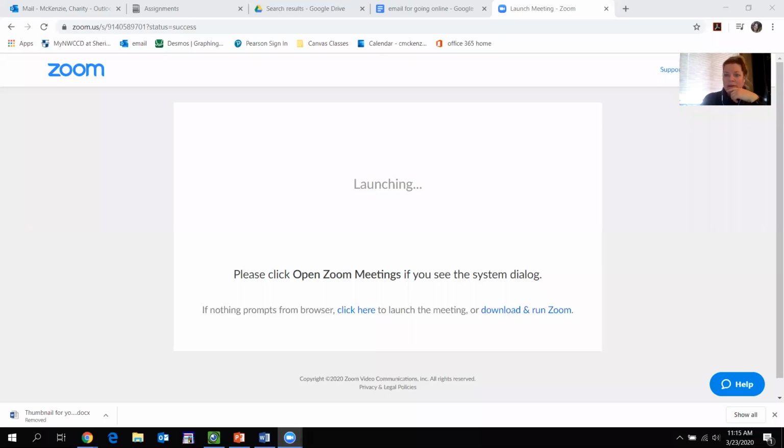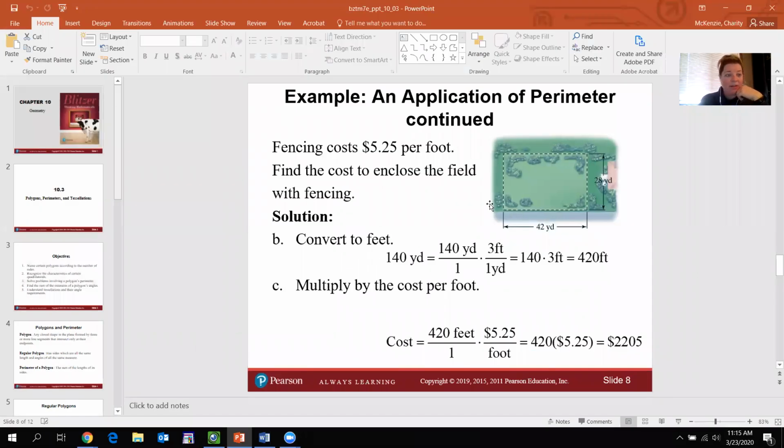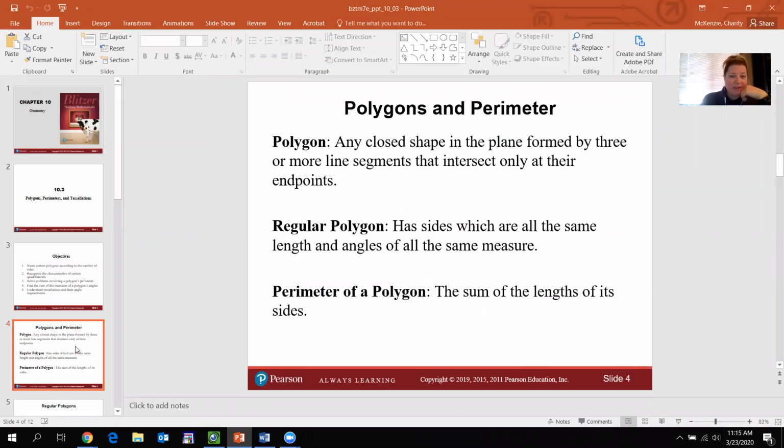So today we're going to cover just 10.3, which is going to start with polygons and the idea of those. Give me just a sec, I'm going to share my screen with you. Okay, so here is my PowerPoint. I'm going to walk through the first part, make sure you know a couple of important formulas, and maybe give a couple of examples.